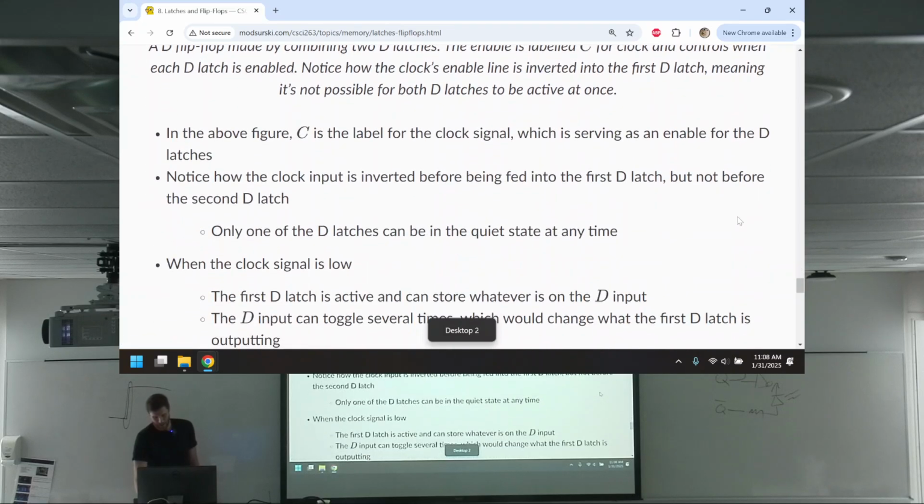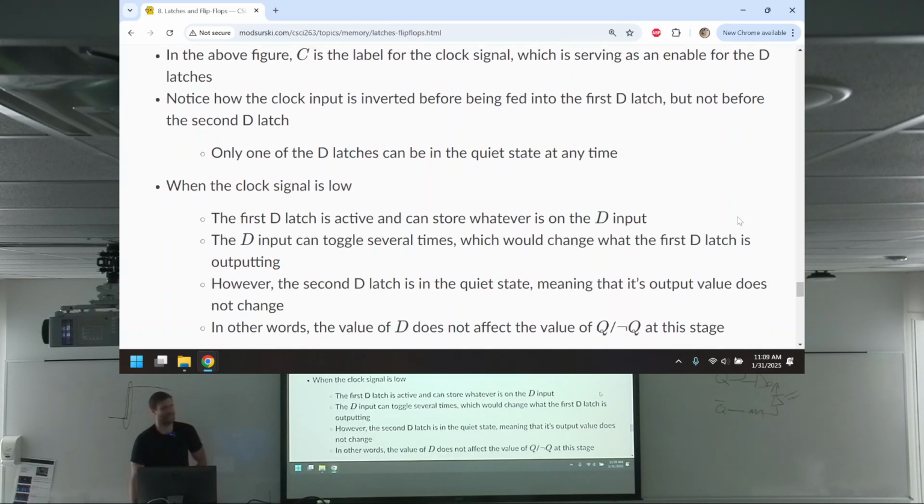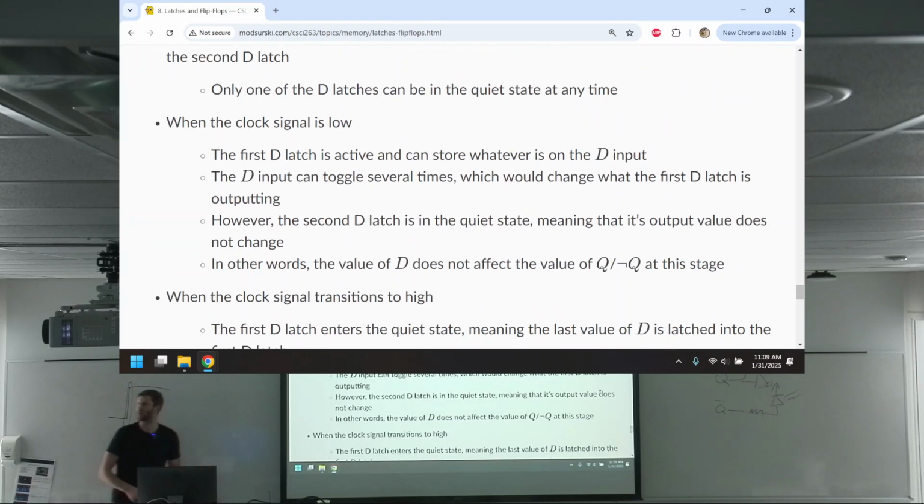All right. In the above figure, C is labeled for the clock signal, which is serving as an enable for the D latches. Notice how the clock input is inverted before being fed into the first D latch, but not before the second. Only one will be enabled at a time. One is always going to be in the quiet state. And this is just explaining what we just talked about. But I'll read through it just in case I missed something important.